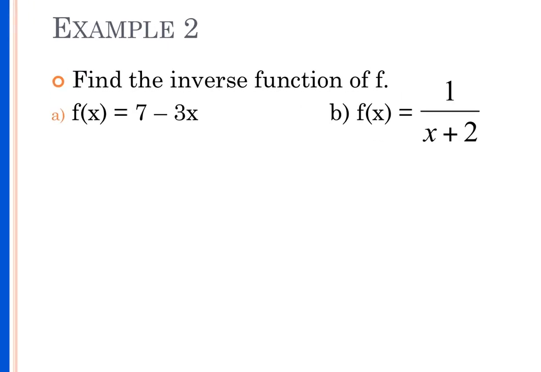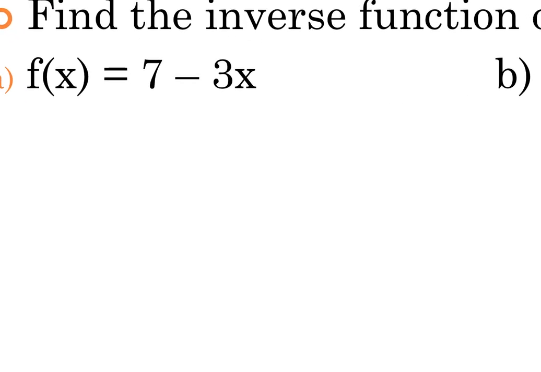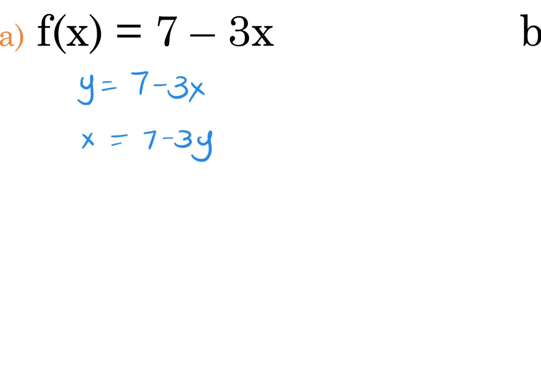All right, so start with A. It says find the inverse function of f. Step 1, replace f of x with y. Step 2, switch the x and the y. So the y becomes the x and the x becomes the y. Then I need to solve for the new y, so I'm isolating the new y. Subtract the 7: x minus 7 equals negative 3y, and then divide by negative 3.